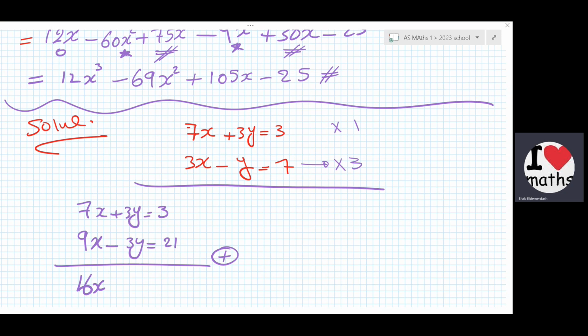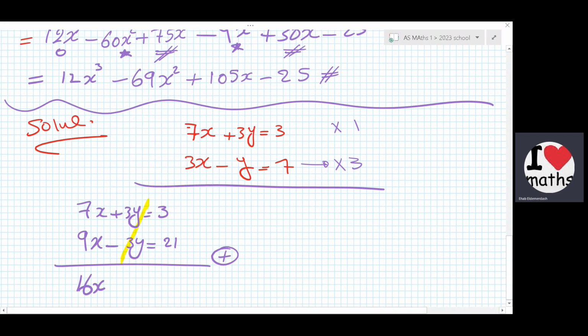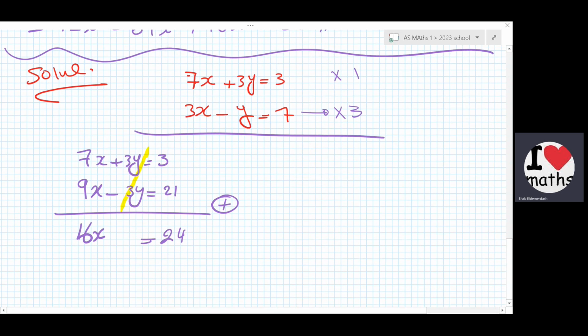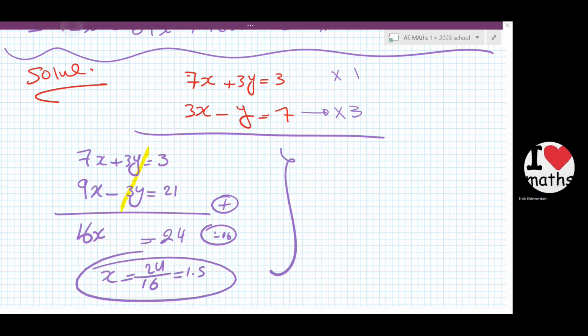And these here, the y terms, what happened to them? Canceling, because these two are similar with opposite sign, and the other side is 24. So how to continue? I'll divide by 16, which gives 1.5. After we get the value of x, what do we have to do?